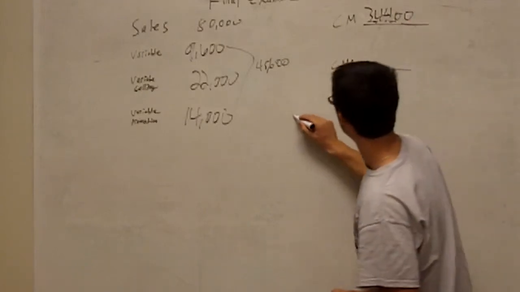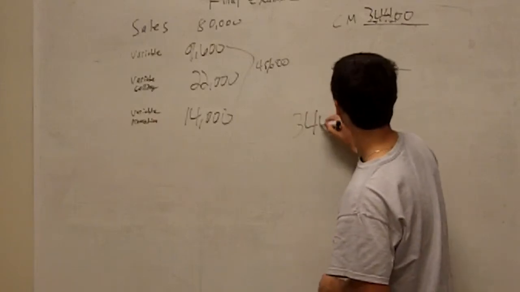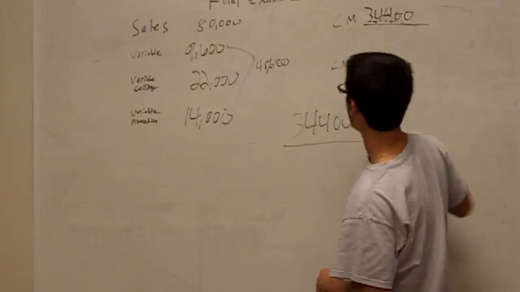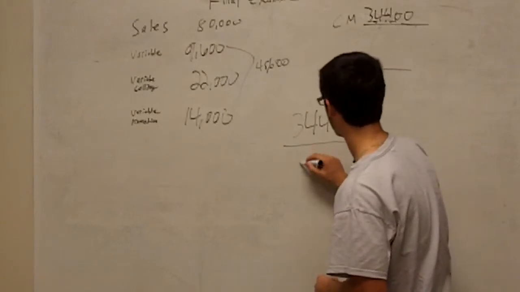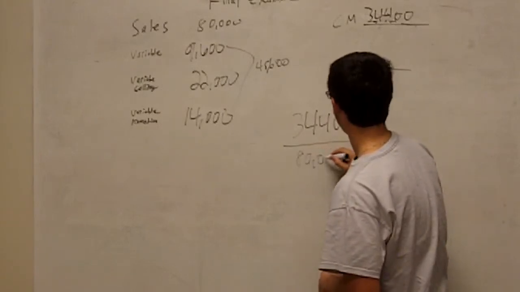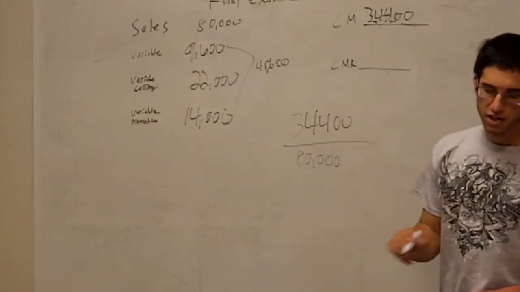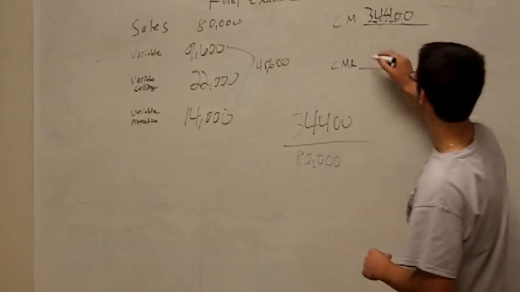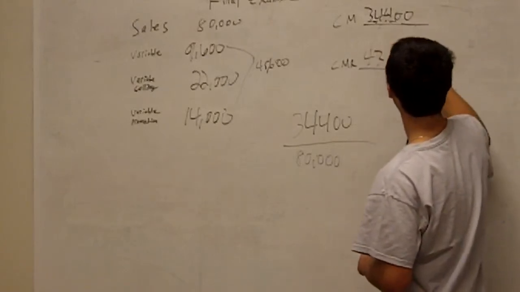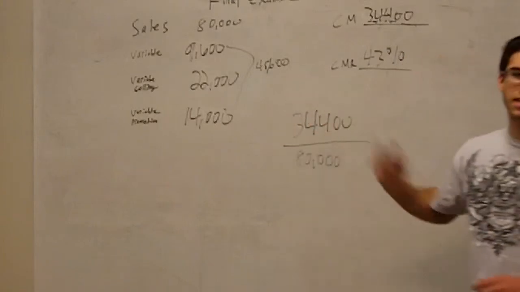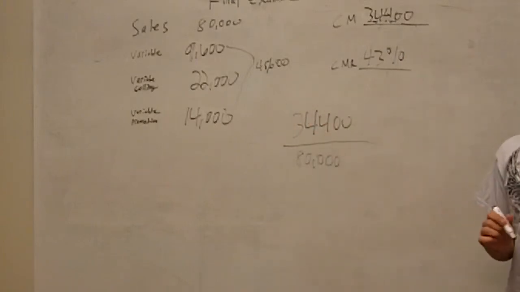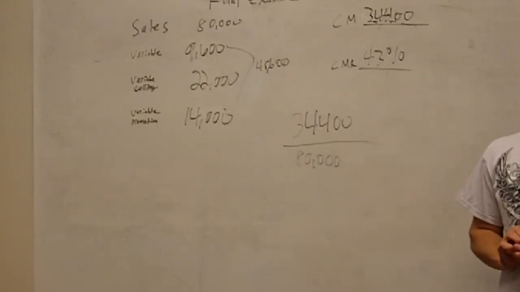Now you have the contribution margin. So you take 34,400 and divide it by the sales, because that's the equation, which is 80,000. Then you get the contribution margin ratio, which is 43%. And that's an example of putting the contribution margin and the contribution margin ratio together.